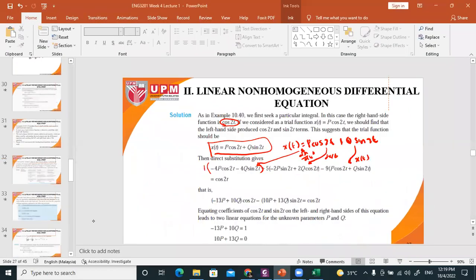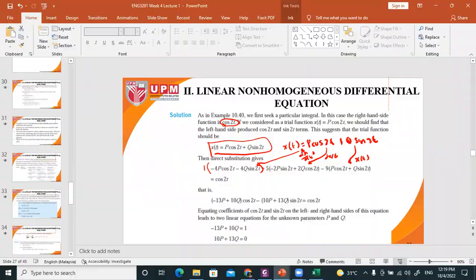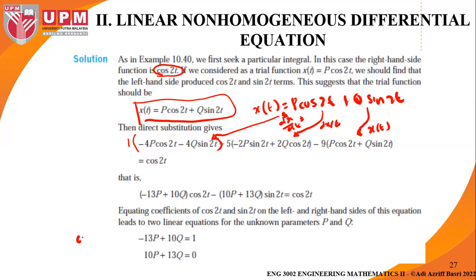Okay, the first is cos 2t. On the left side, what is the cos 2t here? So this one. On the right side, cos 2t equals cos 2t. So cos 2t and cos 2t can be divided, and it becomes equal to 1.